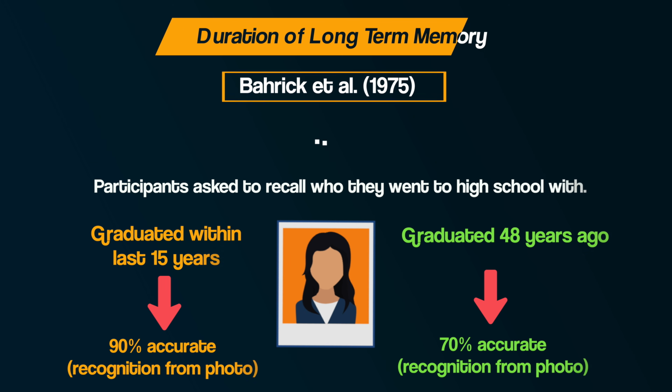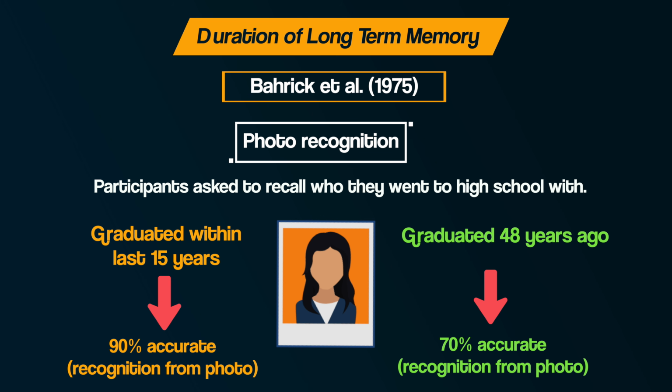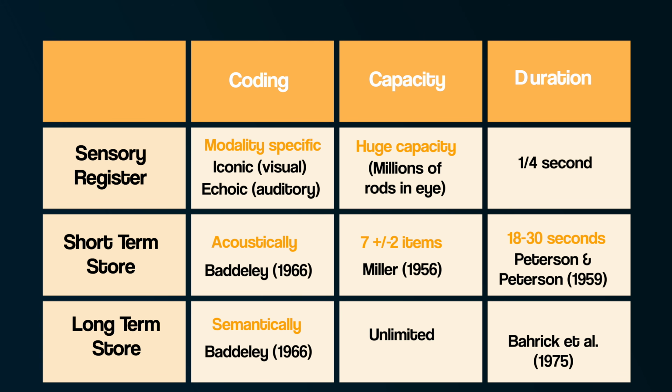We know the duration of long-term memory can be very long-lasting from Bahrick et al. in 1975, who found that participants could remember the names and faces of classmates from high school even up to 50 years later, showing that some long-term memories can last a lifetime.